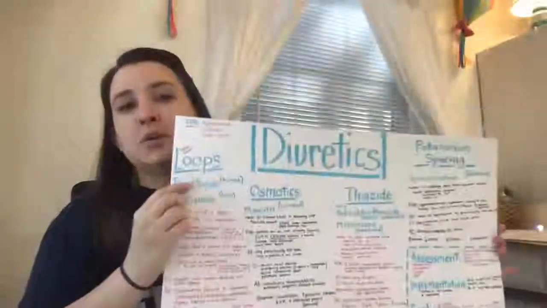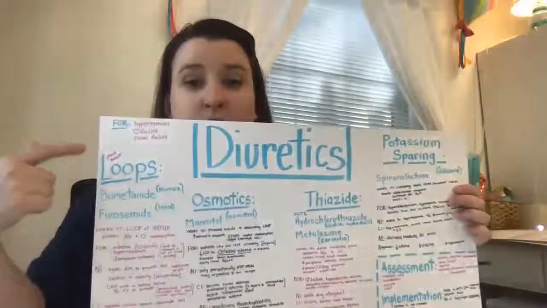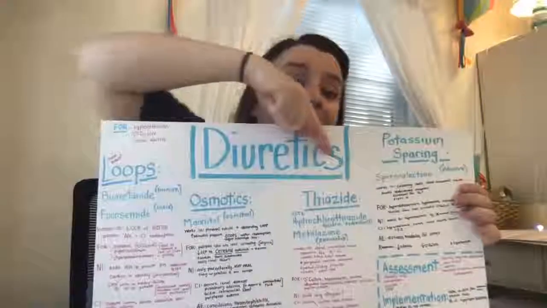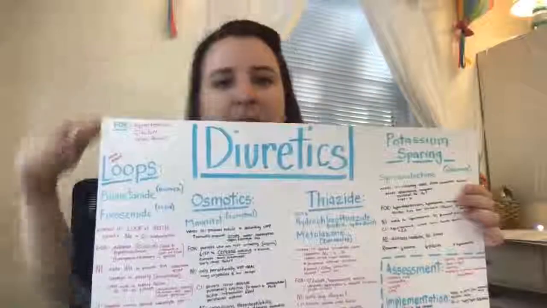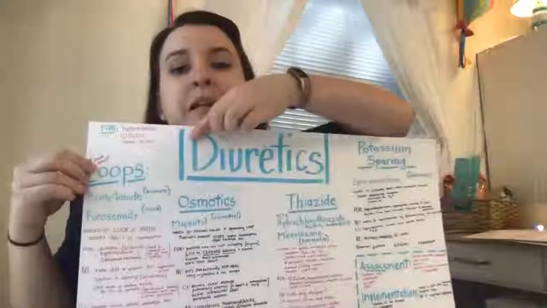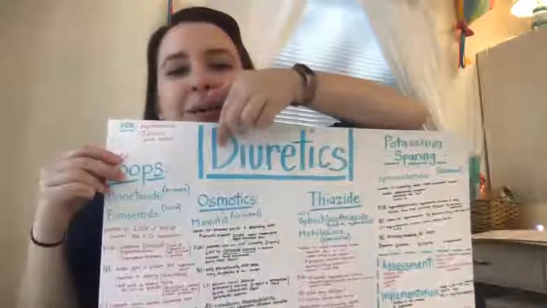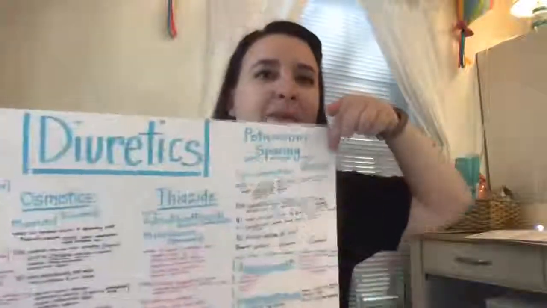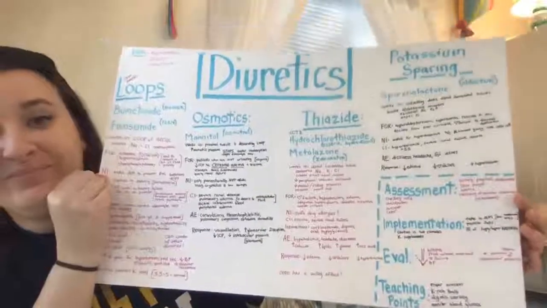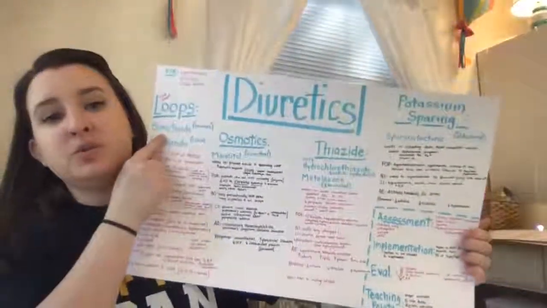Remember that loop diuretics are the most potent. Potassium-sparing are the least potent. It goes in this order. So most potent here, then less potent, even less potent, least potent diuretics. So loop is strong, potassium-sparing is weak. These 2 in the middle are weak but a little strong, strong but a little weak. I think that's going to confuse y'all, but hopefully this can help. And you just kind of got to remember that they go in this order.